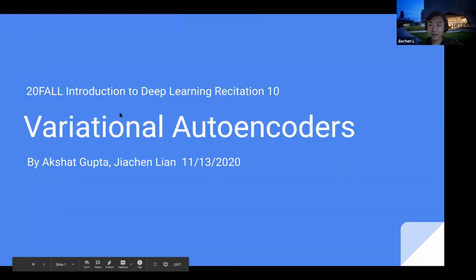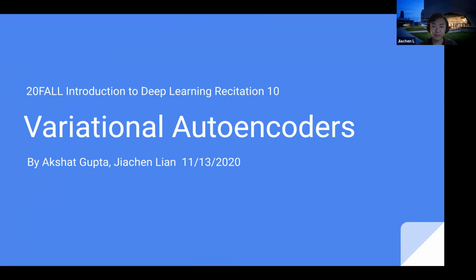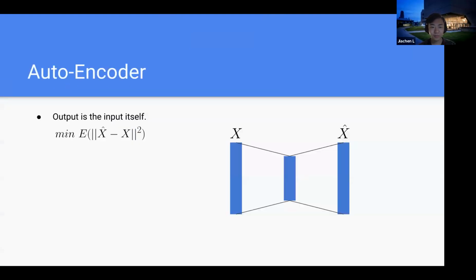I think we can get started. Today we are going to go through the variational autoencoders. So let's first make a brief review of the autoencoder.